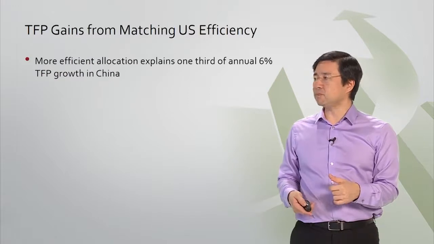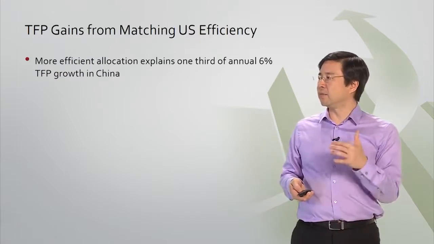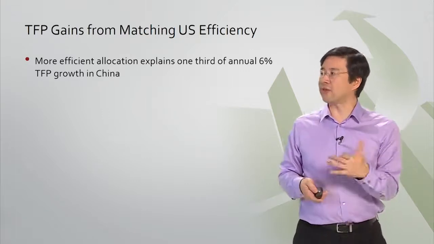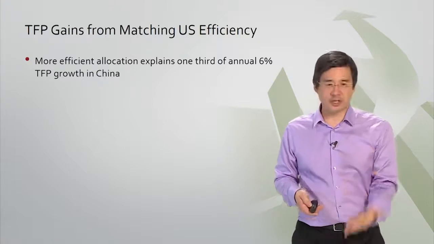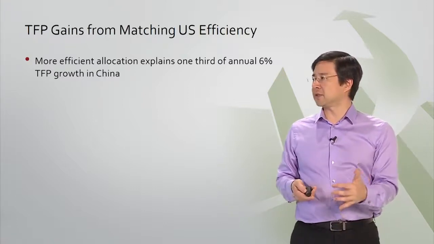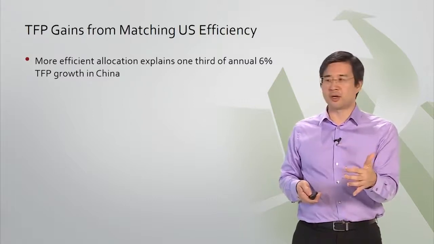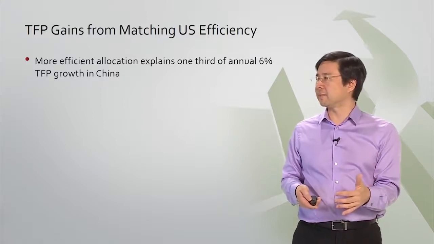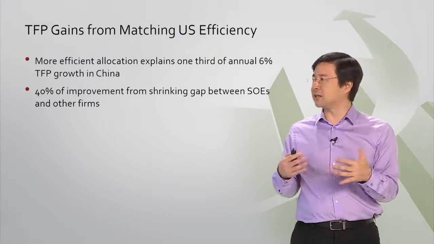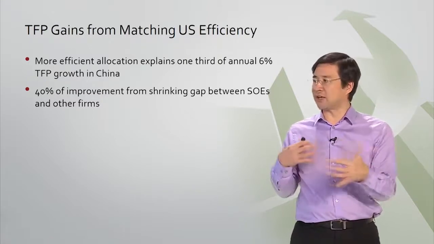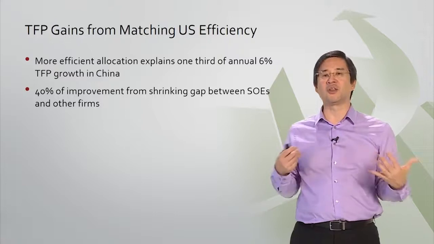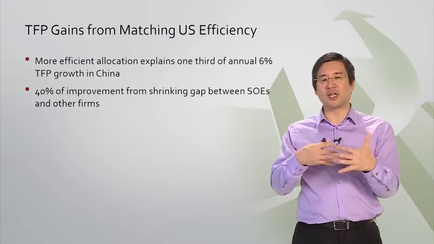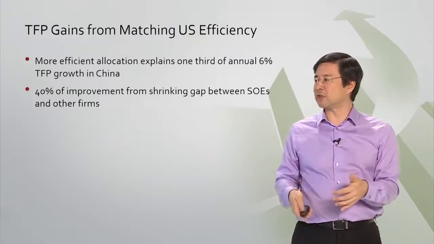So some implications here are that more efficient allocation of resources in Chinese manufacturing can actually explain about 1/3 of the total factor productivity growth in China over the period being studied. And the total factor productivity growth is about 6% per year. So just increasing efficiency increased TFP by about 2% per year. 40% of this improvement can actually be attributed to shrinking the gap between state-owned enterprises and other firms. So this inefficiency in allocation between the state and non-state sector has actually improved over time in China.